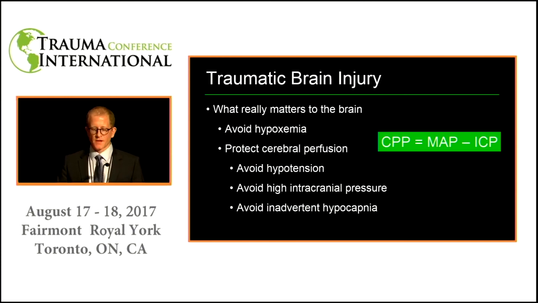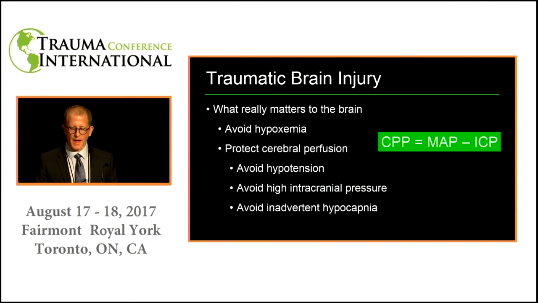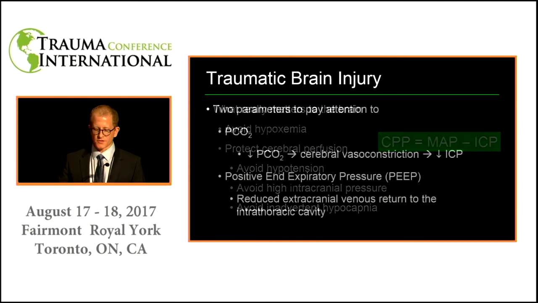From a traumatic brain injury point of view, what really matters to the brain is to avoid hypoxemia. We want to protect the cerebral perfusion. And this is achieved by avoiding hypotension, to avoid high intracranial pressures and inadvertent hypocapnia. The cerebral perfusion pressure, as you recall, is the MAP minus the intracranial pressure.